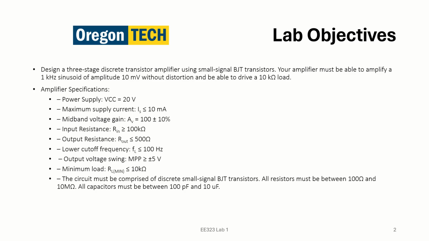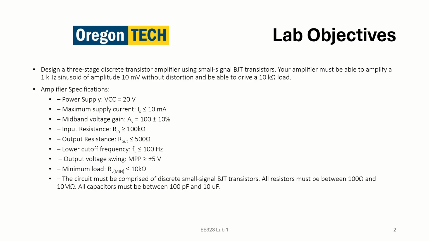The lower cutoff frequency should be less than or equal to 100 hertz. The output voltage swing, the max peak to peak, should be equal to or greater than plus or minus 5 volts, and the minimum load should be less than or equal to 10 kilohms. So in the circuit, you're using BJT transistors.